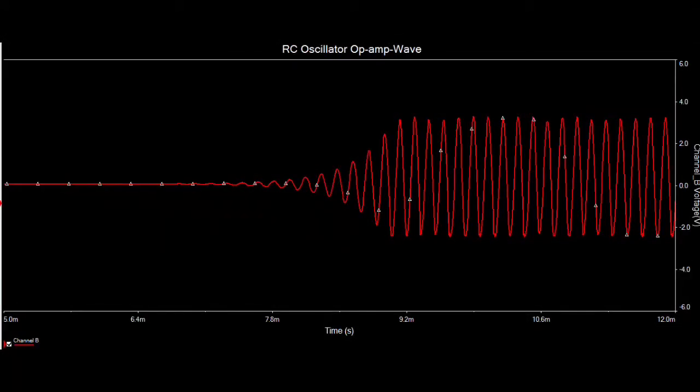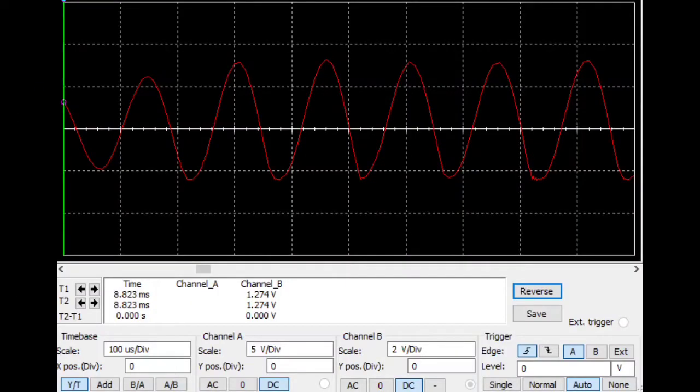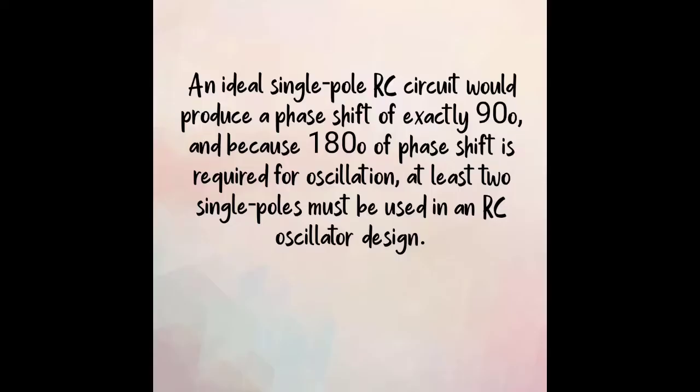For an oscillator to sustain oscillations indefinitely, sufficient feedback of the correct phase, that is positive feedback, must be provided along with the transistor amplifier being used acting as an inverting stage to achieve this. An ideal single-pole RC circuit would produce a phase shift of exactly 90 degrees, and because 180 degrees of phase shift is required for oscillation, at least 2 single poles must be used in an RC oscillator design.